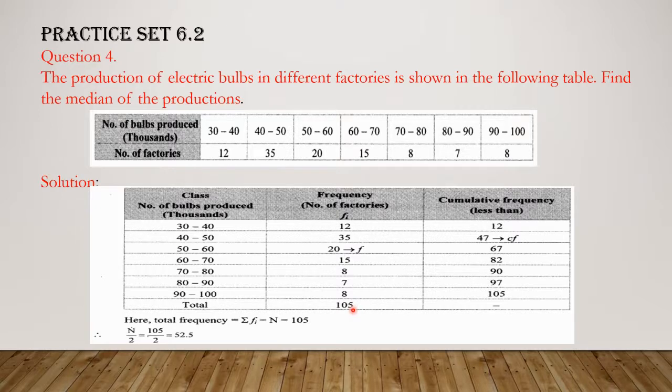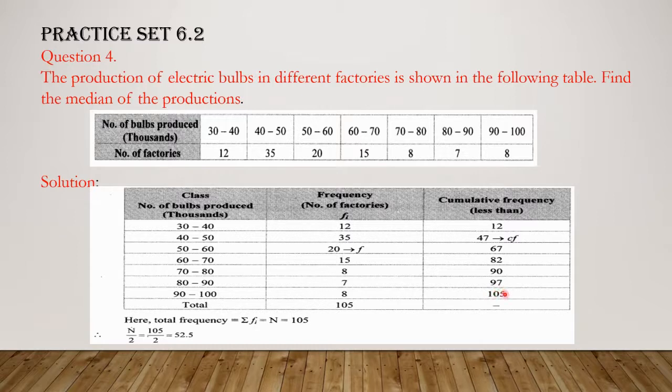And the third column, the first one is the frequency 12. Second one, 12 plus 35 is 47, plus 20 is 67, plus 15 is 82, plus 8 is 90, and plus 7 is 97, plus 8 is 105.